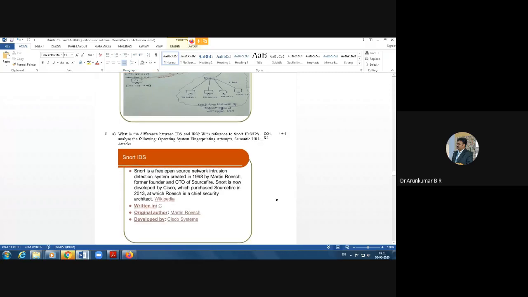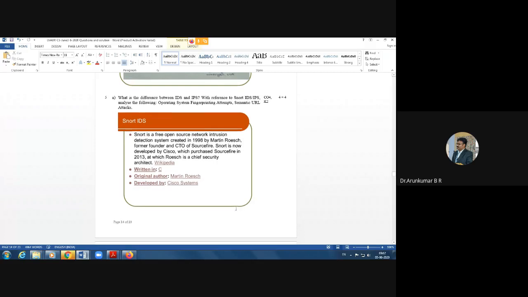As we have seen, you can also search, its information is available. You have to remember that SNORT is a free open source network intrusion detection system created in 1998 by Martin Roesch, former founder and CTO of SourceFire. SNORT is now developed by Cisco, which purchased SourceFire in 2013, at which Roesch is the chief security architect. More information is available on Wikipedia. And SNORT IDS is developed in the C programming language. The original author is Martin Roesch, developed by Cisco Systems. Okay, this is with respect to SNORT.